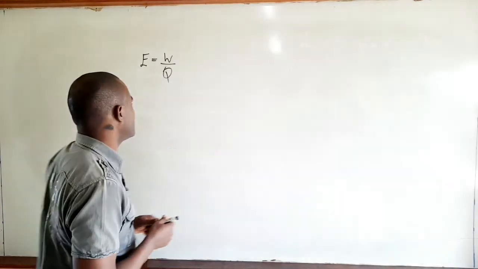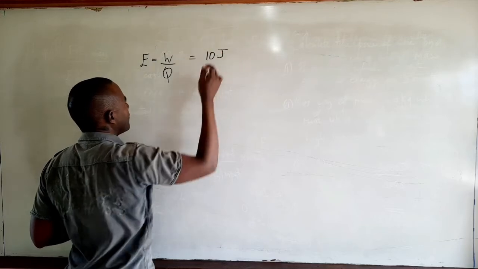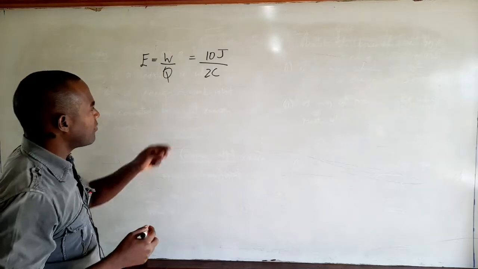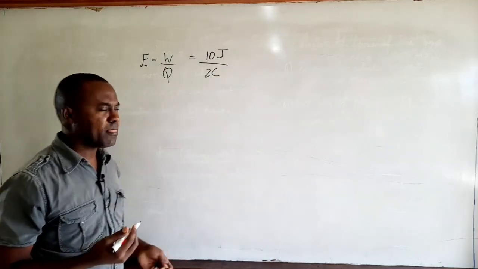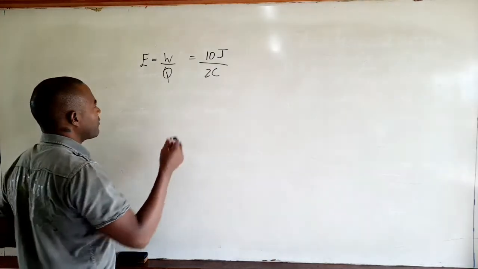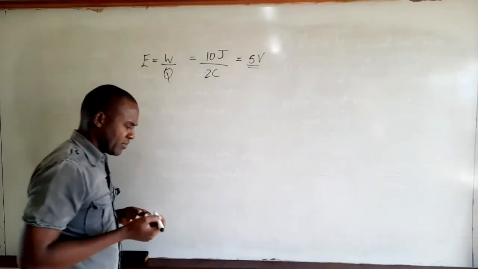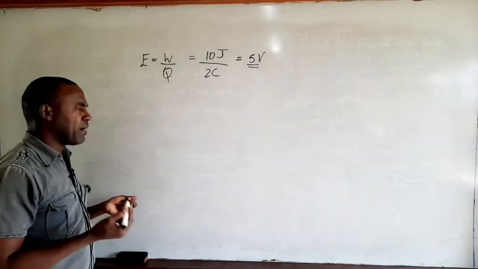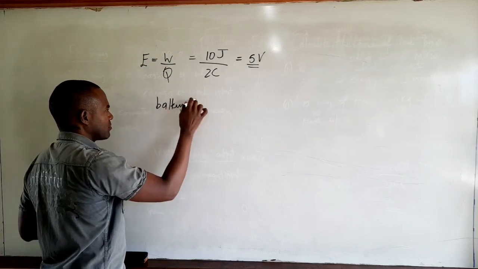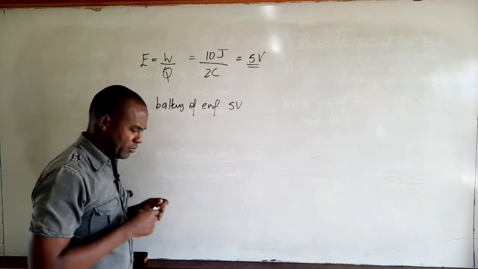So for instance, if 10 joules of energy is converted from other forms to electrical energy when 2 coulombs of charge flows through the device, then the EMF of this device would be equal to 5 volts. So let's say we have a battery of EMF 5 volts.